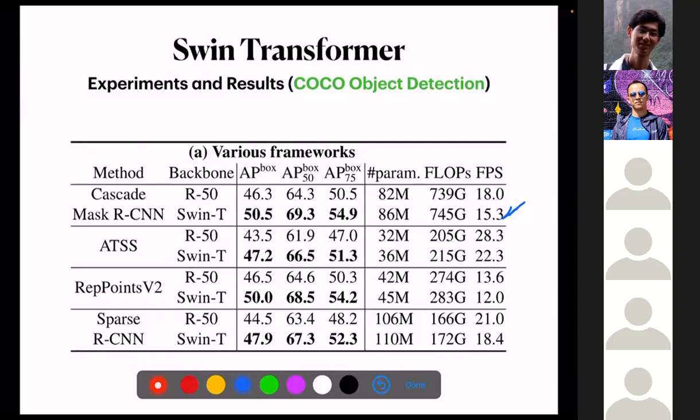So which means that with the ResNet 50 backbone, compared to the Swin Tiny, the ResNet 50 was actually faster or more efficient than Swin Tiny. ResNet is faster, but Swin Tiny is more accurate, performing better. Yeah, so that's the point of efficiency.